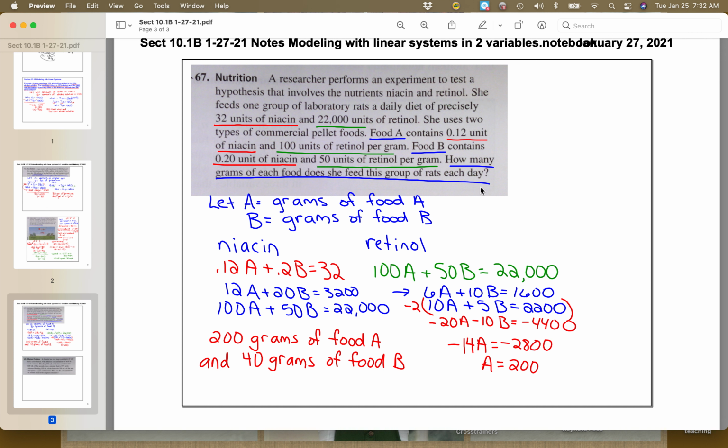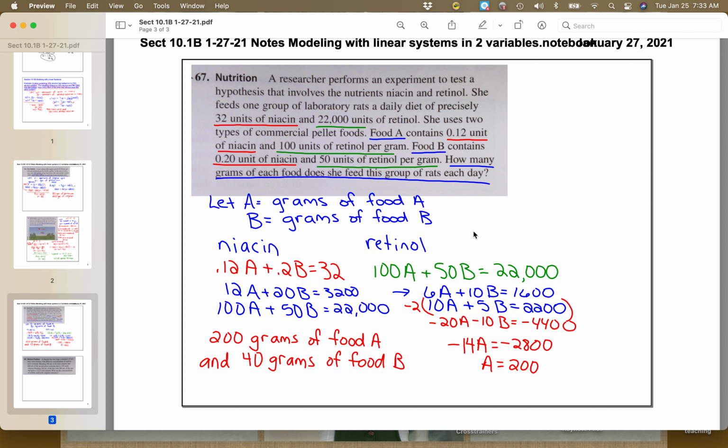Now, the food is not the niacin and retinol. The food is food A, food B. So it seems reasonable to use an A to represent the grams of food A because we're told that it was in how many grams? So we're told it's in grams. And then B, be the grams of food B.